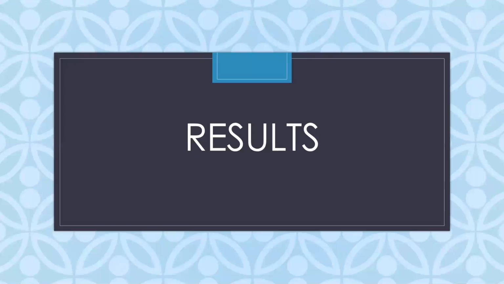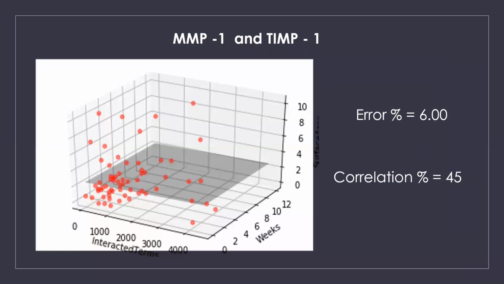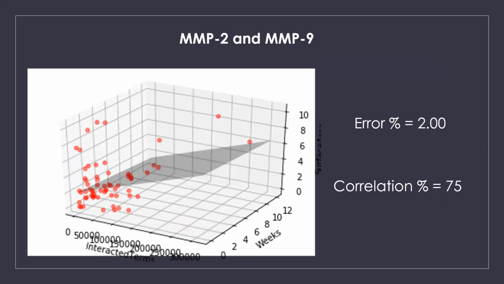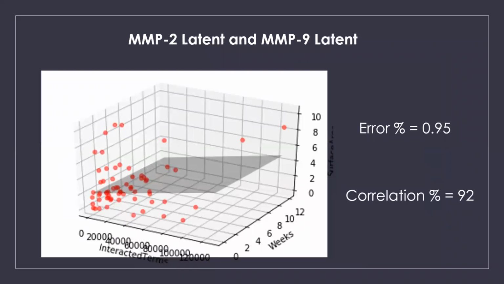These next three slides will show the graphs for the most common interaction terms. This is the first graph, which shows the interaction terms of MMP1 and TIMP1 compared to the wound surface area. This model had the greatest error percentage of 6%, with a correlation percentage of only 45. This is the second graph, which shows the interaction terms of MMP2 and MMP9 compared to the wound surface area. This model had an error of 2% and a correlation percentage of 75.